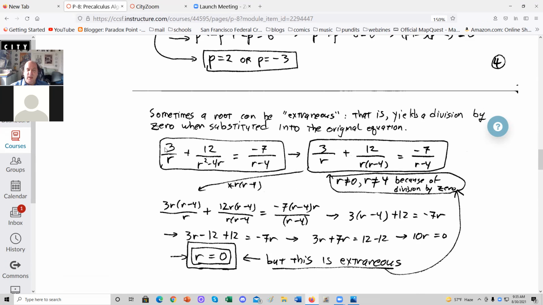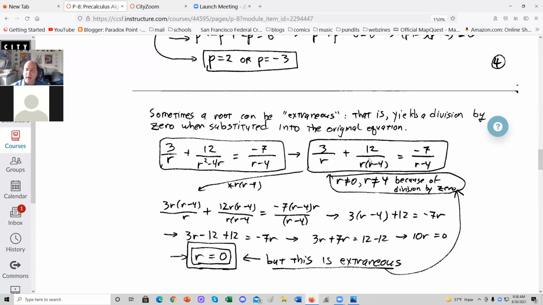So for example, here's 3 over r plus 12 over r squared minus 4r equals negative over r minus 4. Okay, first we factor this, r squared minus 4r into r times (r minus 4). And we have this equation with denominators r minus 4, and r minus 4. Good. Now I proceed onwards and get a solution, r equals 0.